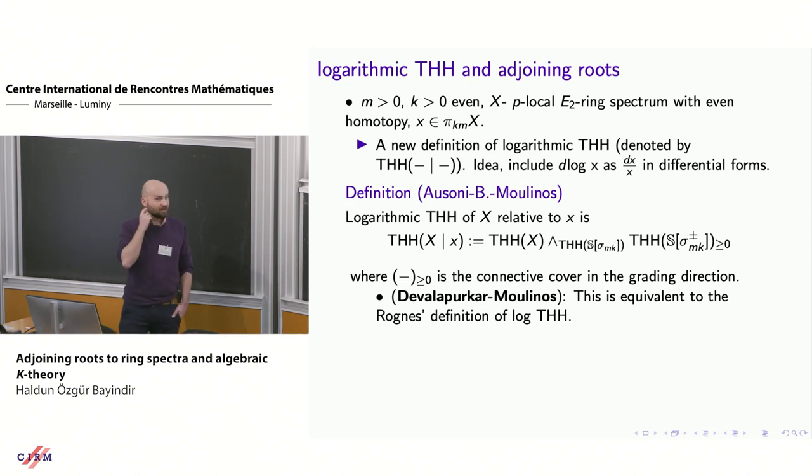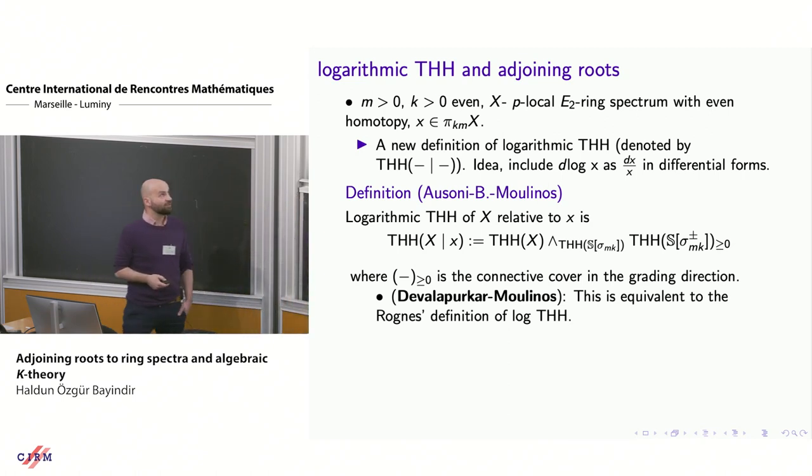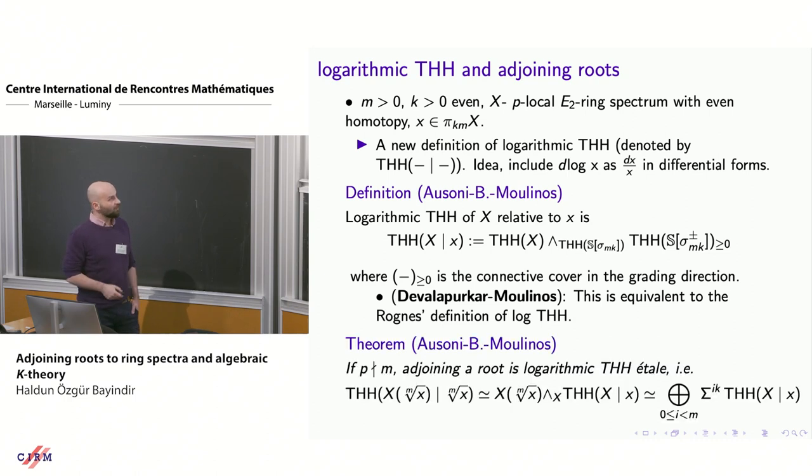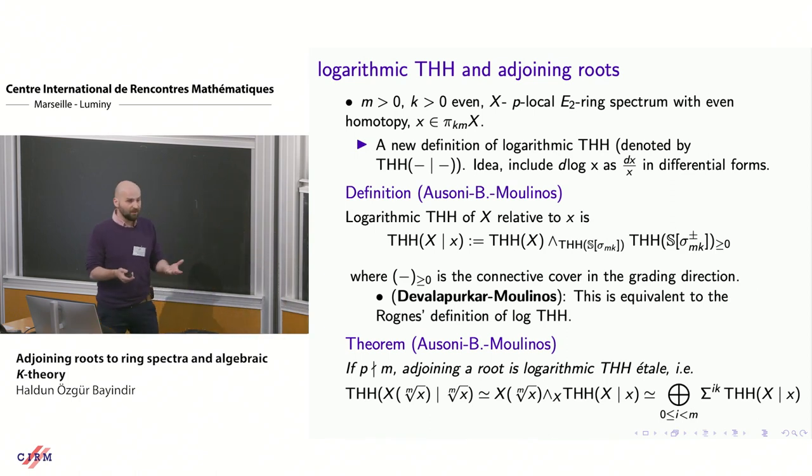So Sanath Devalapurkar and Tasos Moulinos have an ongoing project where they show that this definition agrees with the definition of log THH for ring spectra, which is due to John Rognes. Okay, so we go ahead and look at what's going on with respect to log THH and adjoining roots. One reason people consider log THH is that it behaves better with respect to these ring maps that are not necessarily étale, but they resemble étale extensions. They are like, let's say, tamely ramified.